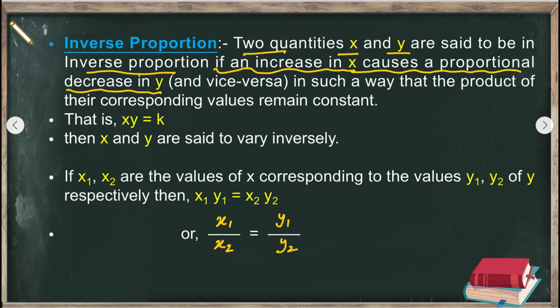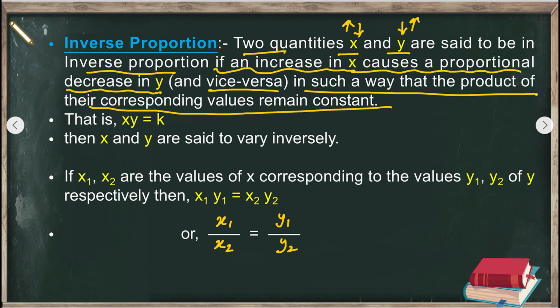Okay, so if we increase the quantity x, that will cause a proportional decrease in quantity y, and vice versa. Vice versa means the reverse of this. So if we decrease x, that will cause an increase in y, in such a way that the product of their corresponding values remains the same. Their product will remain the same.